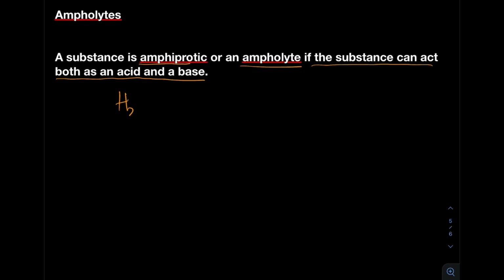So let's say we dissolve water in water. What's going to happen? Here it acts as an acid, so we're going to have H plus and OH minus. So basically, this water acts as an acid, which means it donates a proton. Here's the proton that it donates, and then it forms an OH minus there.